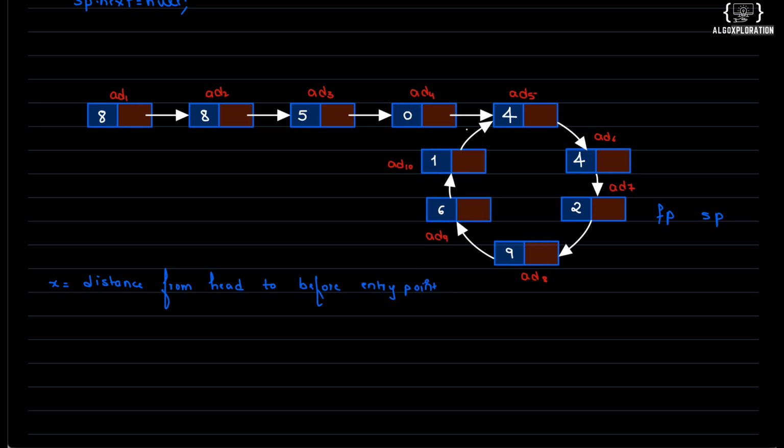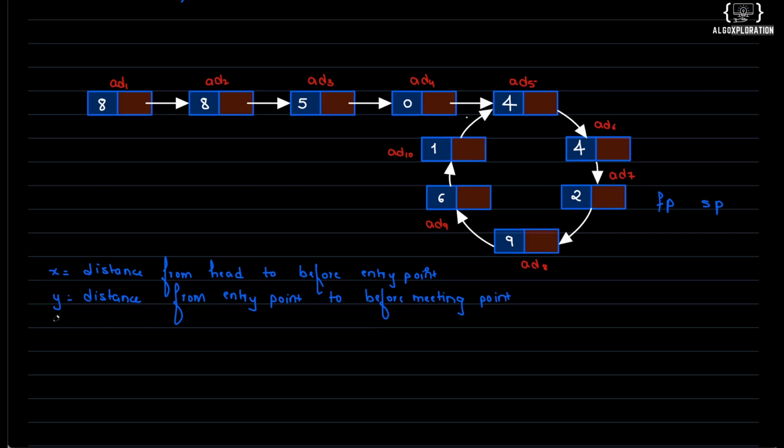Let's have a y, and y means the distance from the entry point of the cycle to before the meeting point. So y will be this part. I will write y as distance from entry point of the cycle to before meeting point. Now there is a c. The c is nothing but the length of the cycle.